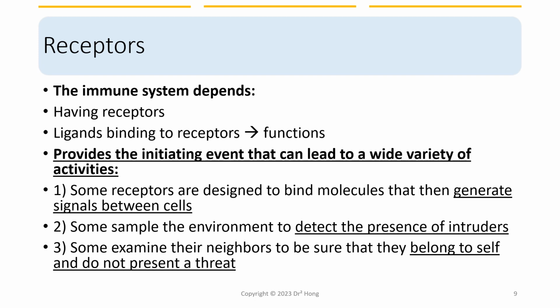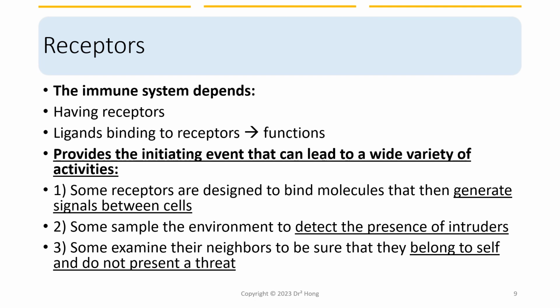Depending upon the particular receptor and ligand, and upon the type of cells or molecules the receptor is associated with, binding between ligand and receptors can provide different events. Some receptors are designed to bind molecules that then generate signals between cells. Some are designed to detect the presence of intruders in the environment. And lastly, some can also examine labels, to test whether they belong to self or do not belong to self.